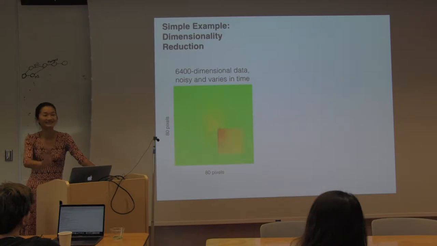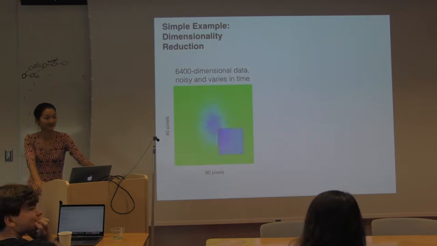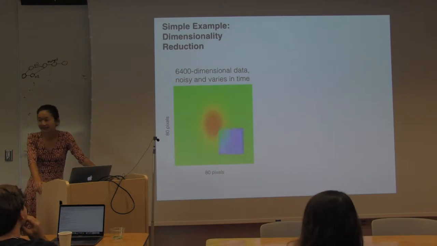Just eyeball it. It's oscillatory. The oval has a lower frequency than the square. Okay. Does that make sense to everyone? Can you convince yourself that what Dan said is true? Okay? It looks like it's oscillatory.